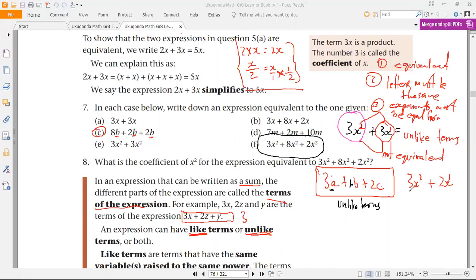Okay, right. Guys, I will pause here. In the next video, we will continue with our lesson and we will be exploring this idea of like and unlike terms.